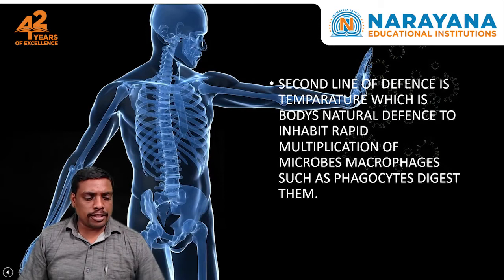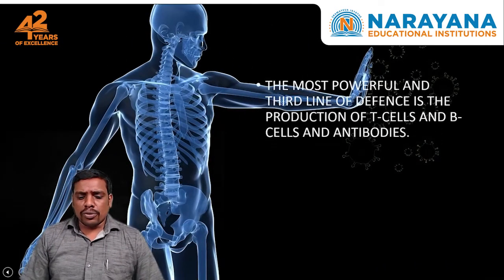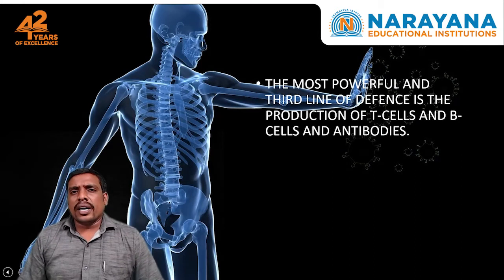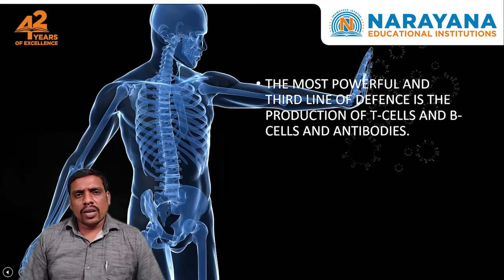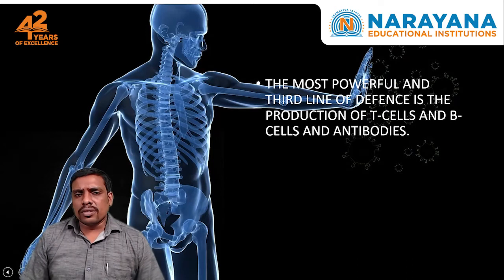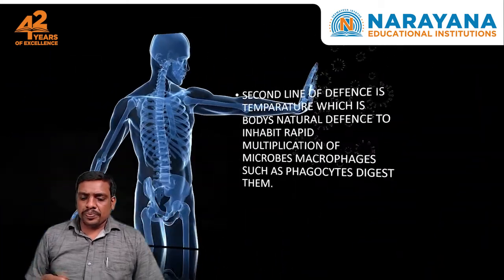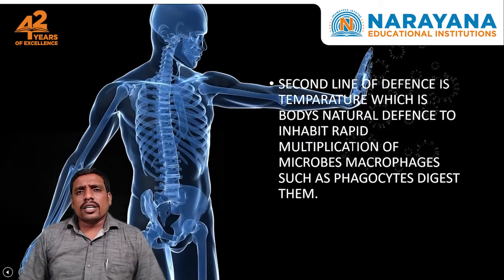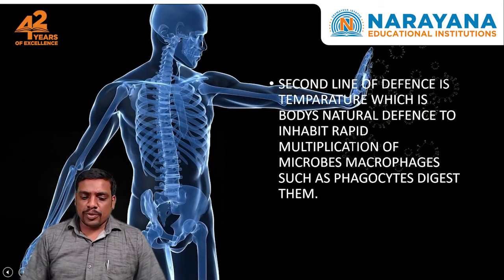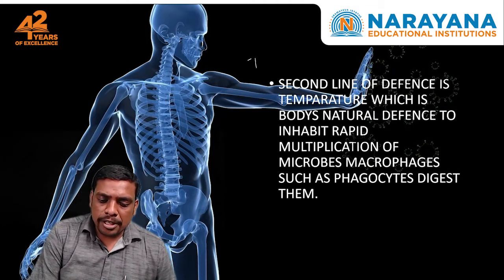other kinds of bacteria. Now, let me say a few points about the most powerful, the third line of defense. So the first line of defense is skin. What is the second line of defense? Now, the second line of defense is the temperature. How is it produced?